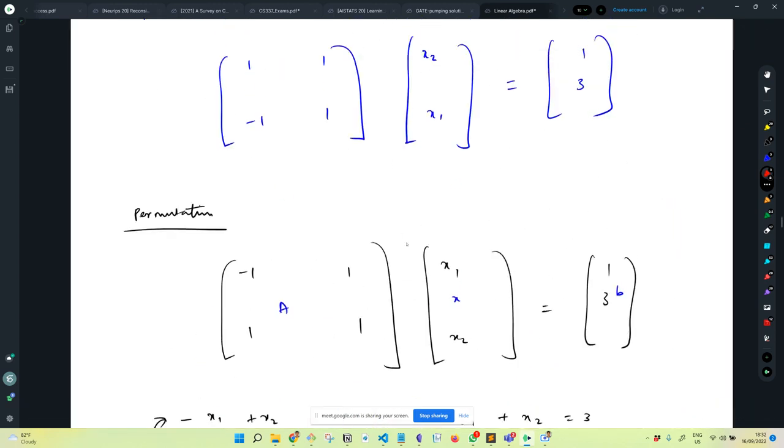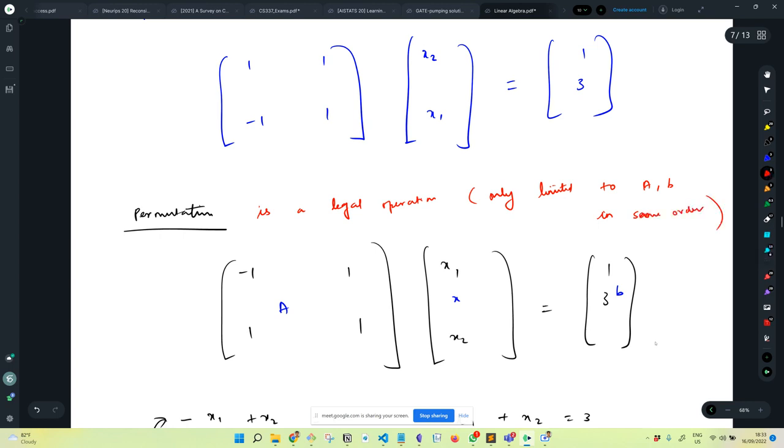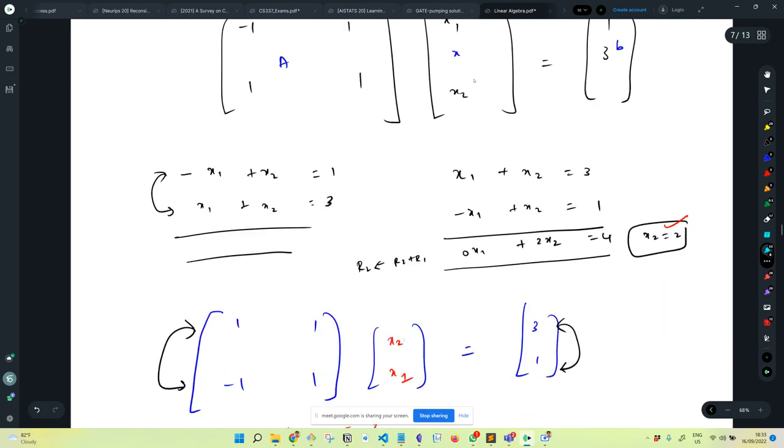Let me formalize this. Permutation is a legal operation, but your permutation should be limited to A and B in the same order. This is very important. You should permute in the same order. Now, we have seen two operations. One is what I call the linear combination, the other I call the permutation.